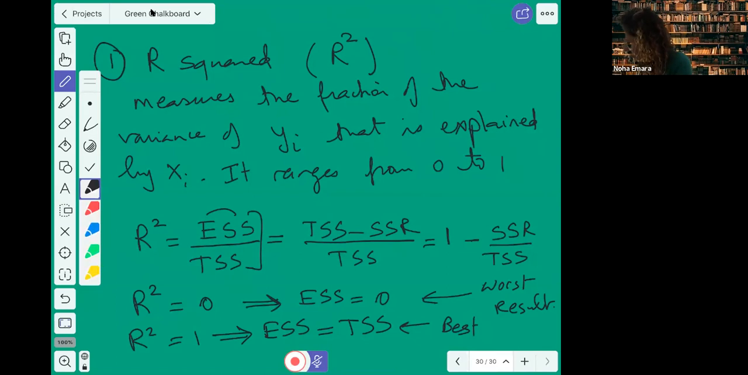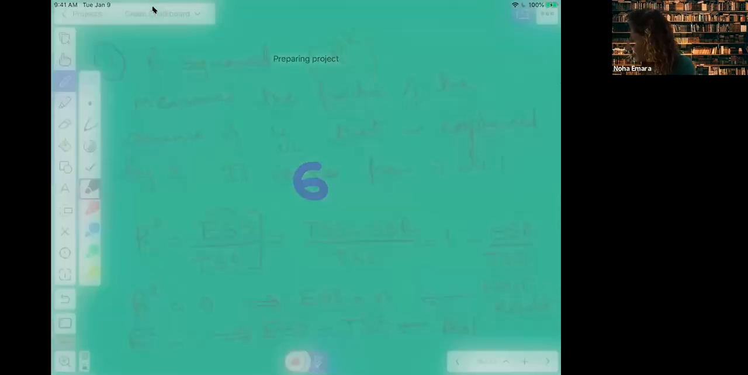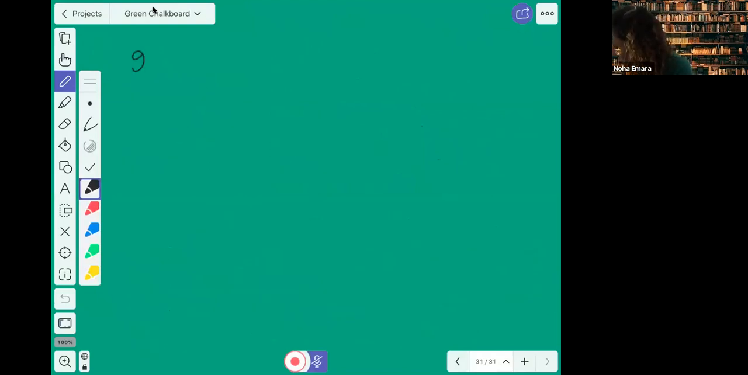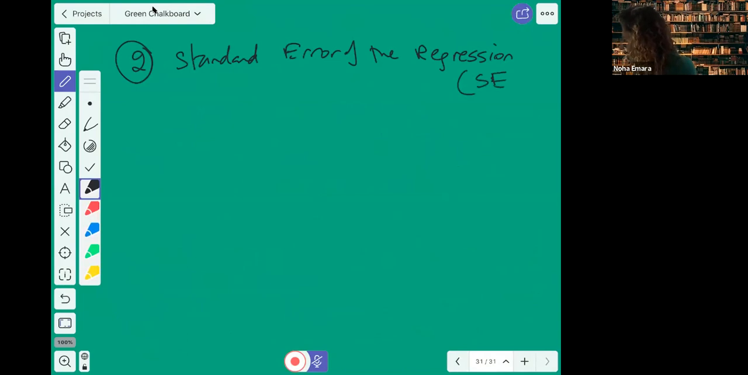The next measure, and remember, I'm saying it's just a simple model, right? I didn't have more than one X, so it's a very simple model. So let's continue with this simple model and see the next measure of fit, which we call the standard error of the regression. The standard error of the regression is abbreviated as SER.